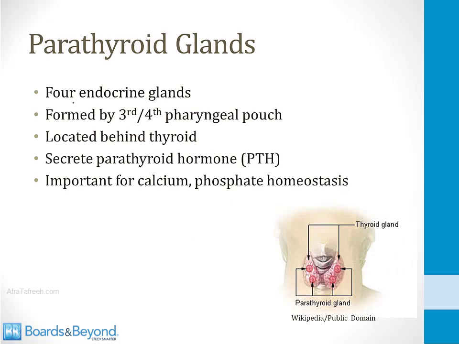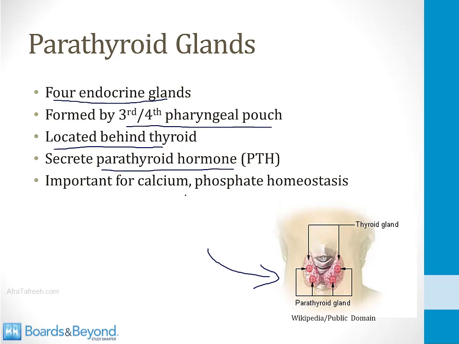The parathyroid glands are four endocrine glands that are found in the neck, located behind the thyroid gland, as shown in this picture at the bottom of the screen. Embryologically, they are formed from the third and fourth pharyngeal pouches, and their job is to secrete parathyroid hormone, which is important for homeostasis of calcium and phosphate.